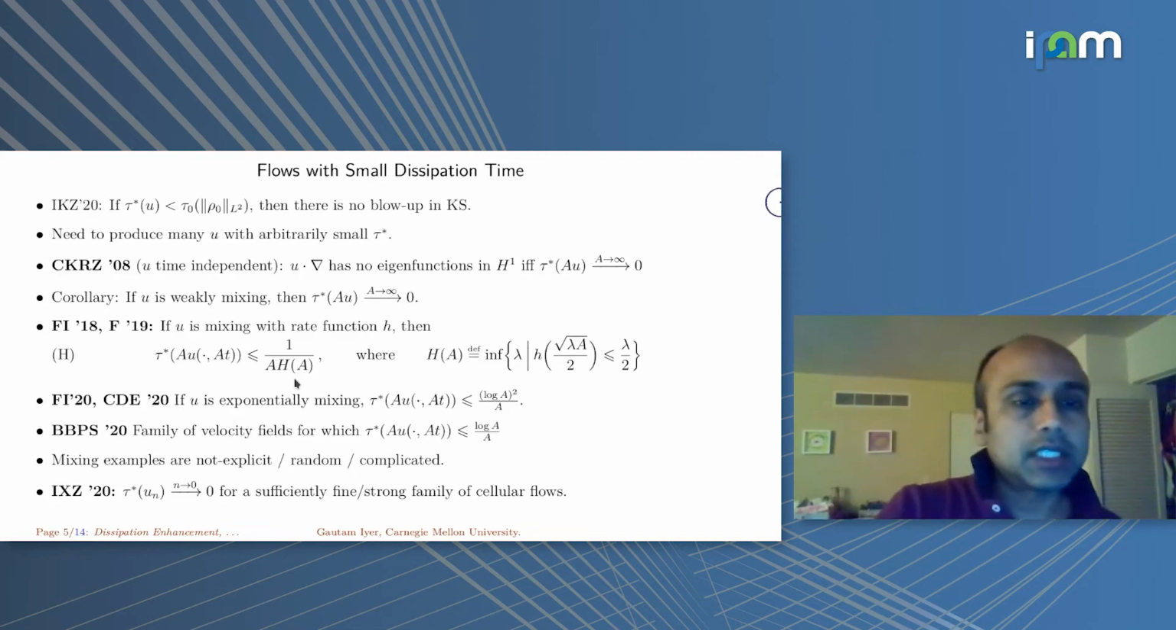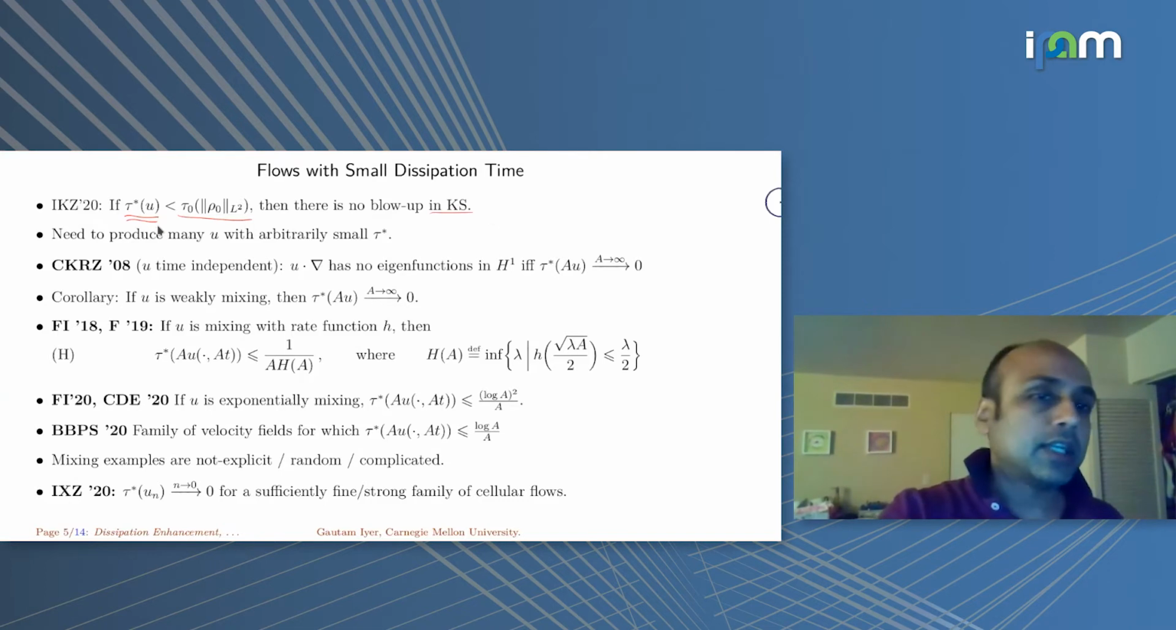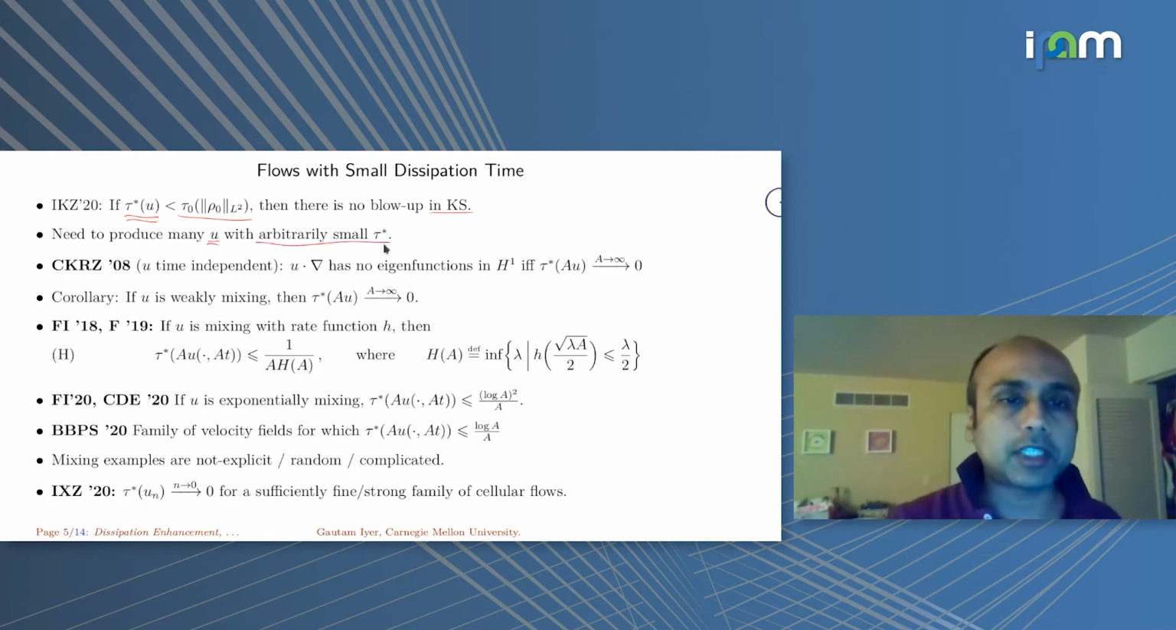Just a quick reminder. The theorem that we had was that if the dissipation time is super small, then there's no blow up. So to use this theorem, what do I need to do? I need to produce many velocity fields with arbitrarily small dissipation time. Can you do it?